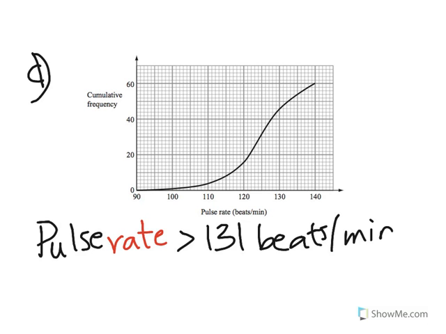So first of all, what you got to do is find the frequency of people at 131 beats per minute, and all you got to do is go up from 131. Sorry, I'm doing this on an iPad. It's going to be pretty bad. Oh, actually, it's pretty good. Yeah, okay, I did that pretty good.